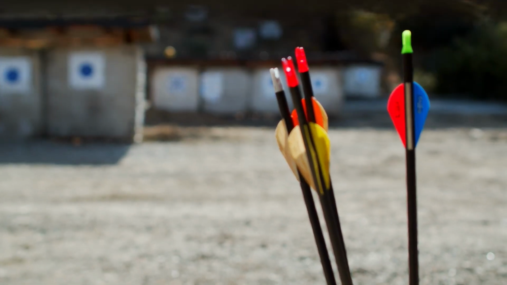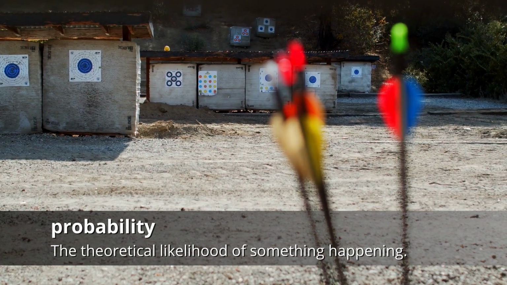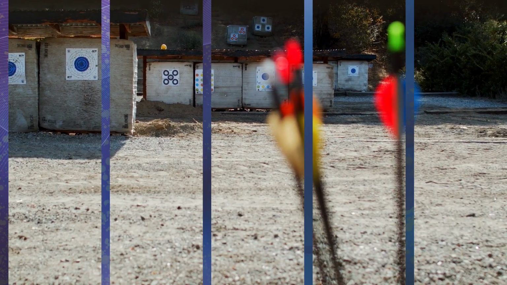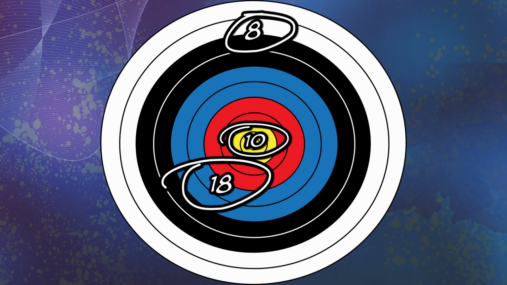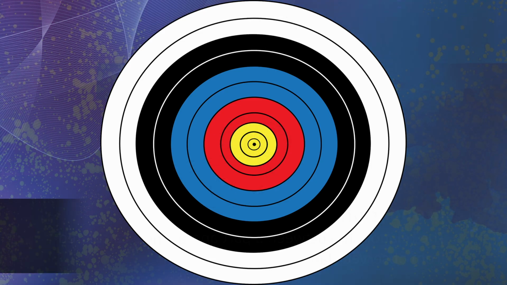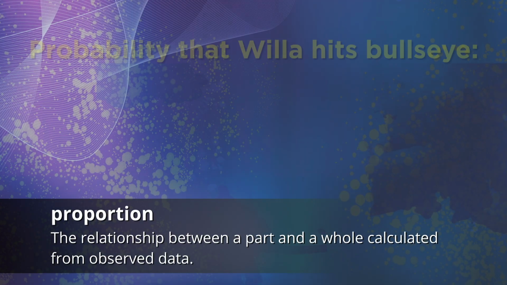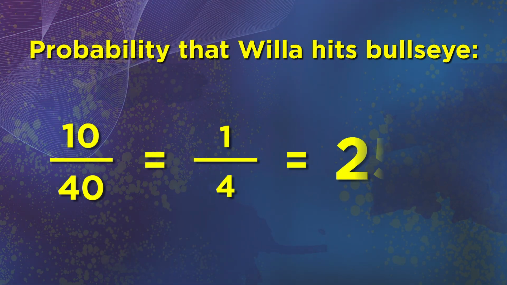You should have trusted probability. See, before that last shot, you'd already shot 40 arrows at your target. I recorded where each shot went. 10 went in the bullseye, 18 in the inner rings, 8 in the outer rings, and 4 went completely off target. So the proportion of shots that hit the bullseye was 10 out of 40, which can be expressed as the fraction 1/4, or 25%.